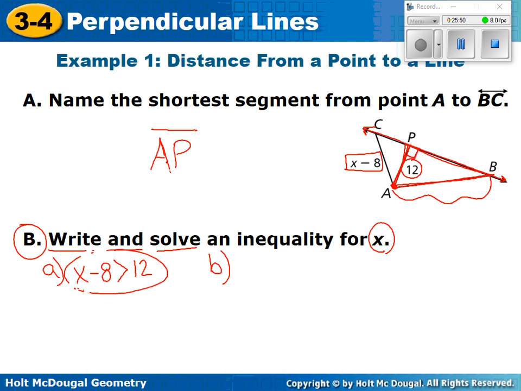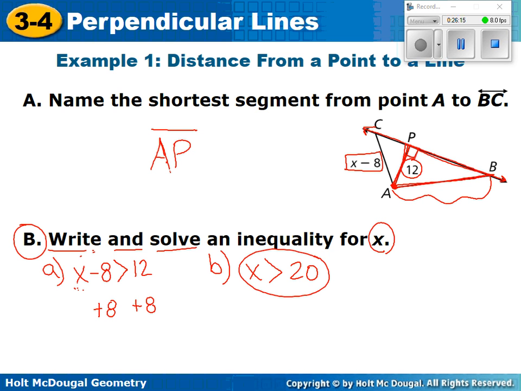Okay, how do we solve that inequality? Just add 8. Add 8 to both sides. If I add 8, I'm going to get x is greater than 20. And that's the solution. So write it, solve it. Don't make this too hard. Questions?